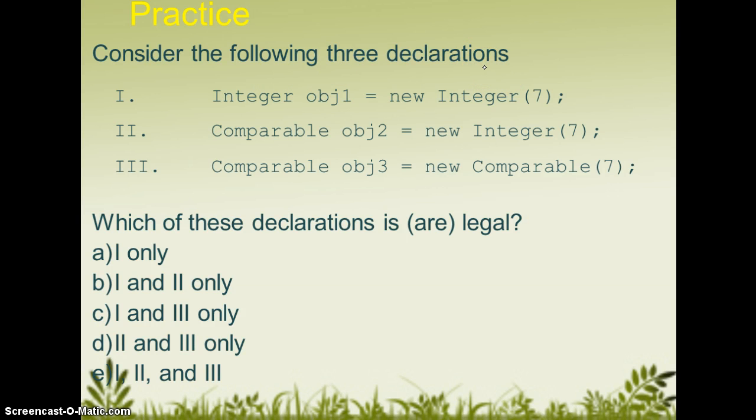Integer on both sides, cool. Comparable on the left is a little bit concerning because we're not allowed to instantiate a Comparable interface, but it's allowed to be a reference type. So this number 2 is actually legal. That's okay because Integer implements Comparable. The third one's utter fail because you're not allowed to have Comparable on the right. That's the number 1 reason that's going to fail. So 1 and 2 are both good.